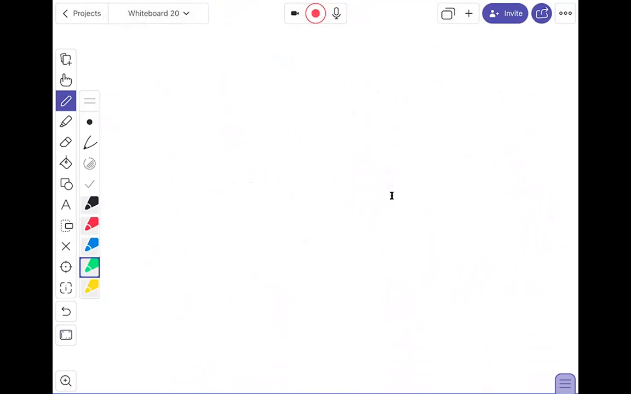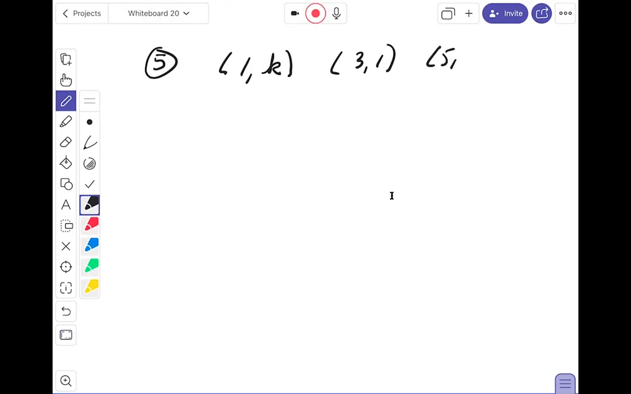All right, let me look at number 5 down. A little more complicated. There's 3 points now. They want me to find the value of k such that the coordinates lie in the same line. If they lie in the same line, they have the same slope. So let me write the 3 points down. 1 comma k, 3 comma 1, and 5 comma 0.